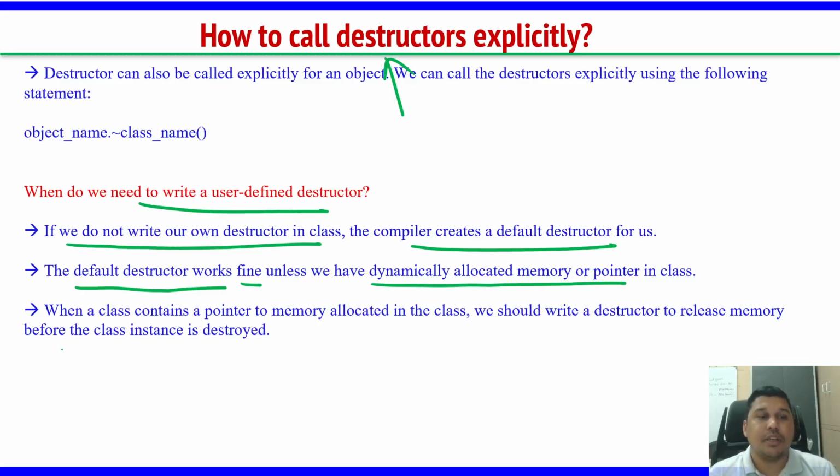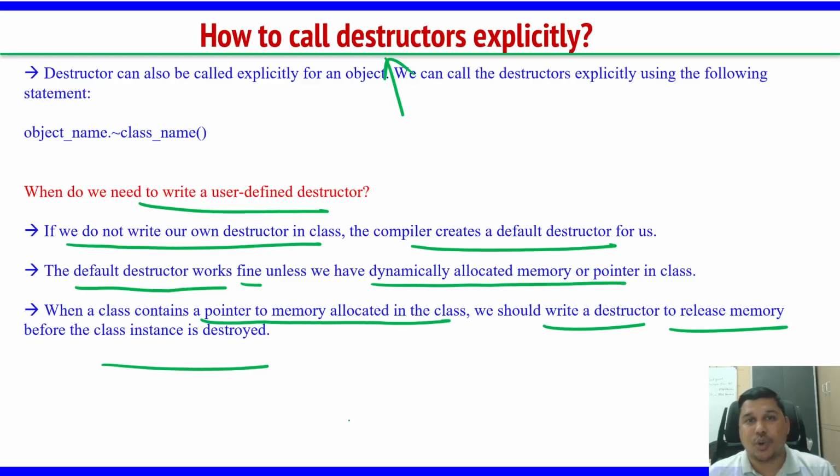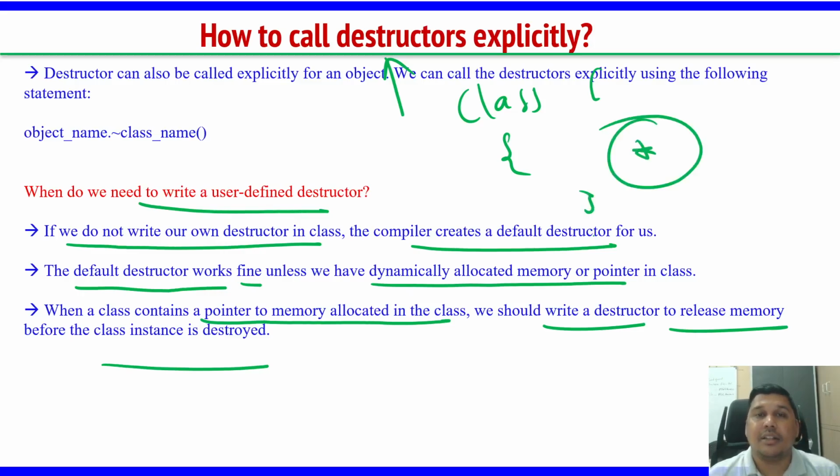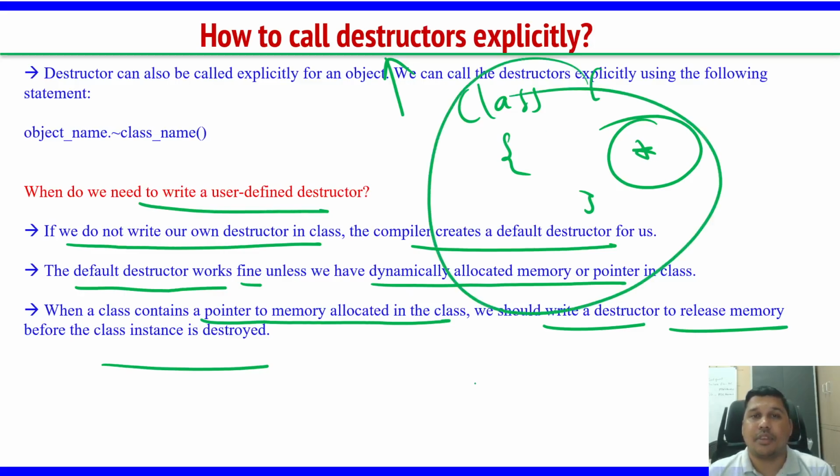Next, when a class contains a pointer to memory allocated in the class, we should write a destructor to release memory before the class instance is destroyed. So if a class contains a pointer variable, that variable has to be destroyed first before you destroy the class object. Why? Memory was allocated for that pointer using calloc or malloc or new. Some dynamic memory allocation function was used there. So this is about destructors.